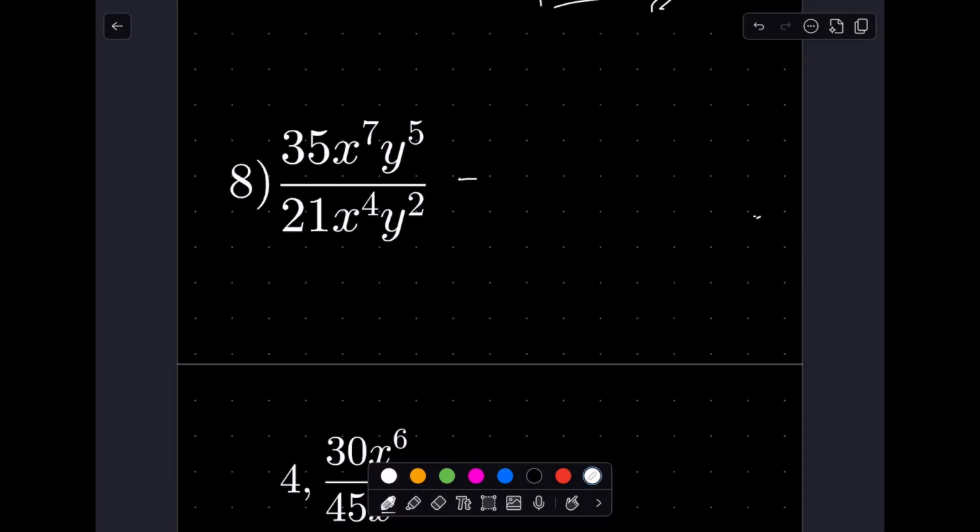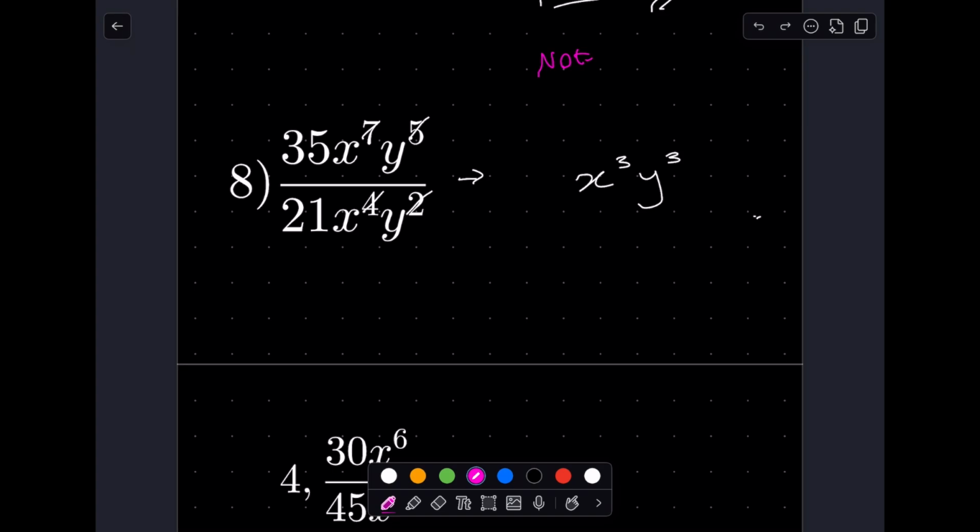Now in this problem, I want to go over some of the exponent rules. These are really simple exponent rules, but whenever you have the same base divided by each other, all you're going to do is subtract the exponent. So in this case, 7 minus 4 is 3. And in the other case, 5 minus 2 is also 3. So x to the power 3, y to the power 3, because they're the same bases.